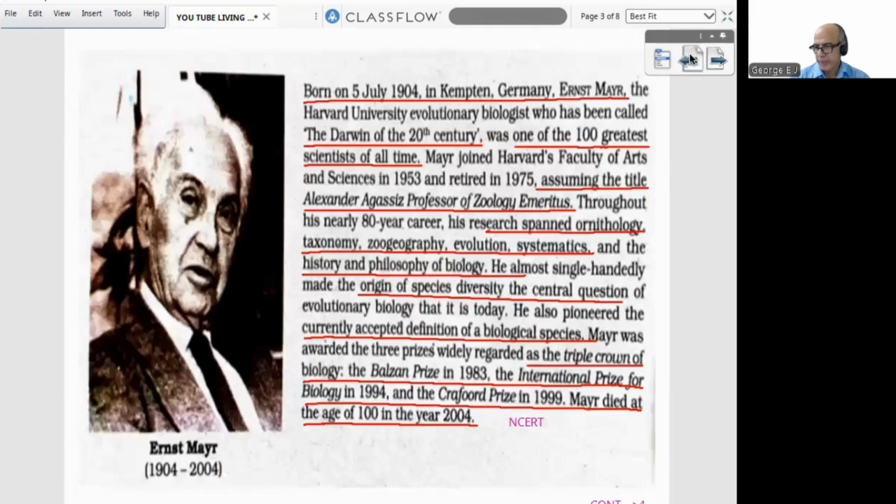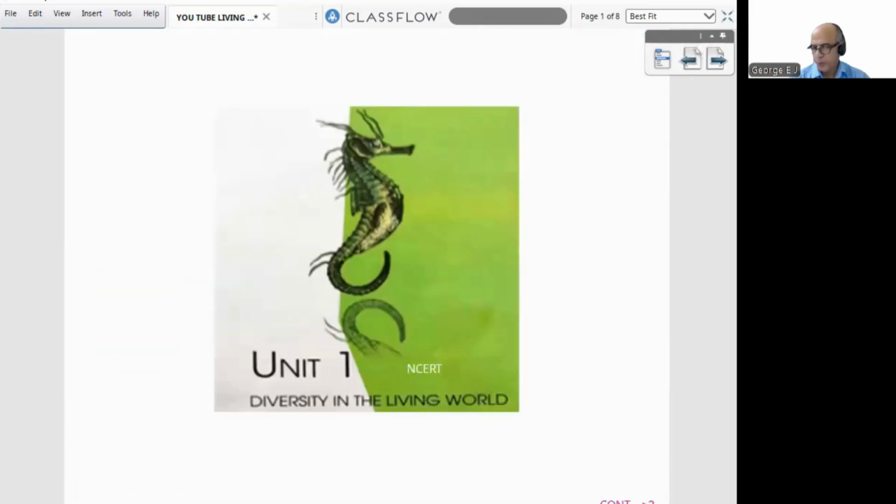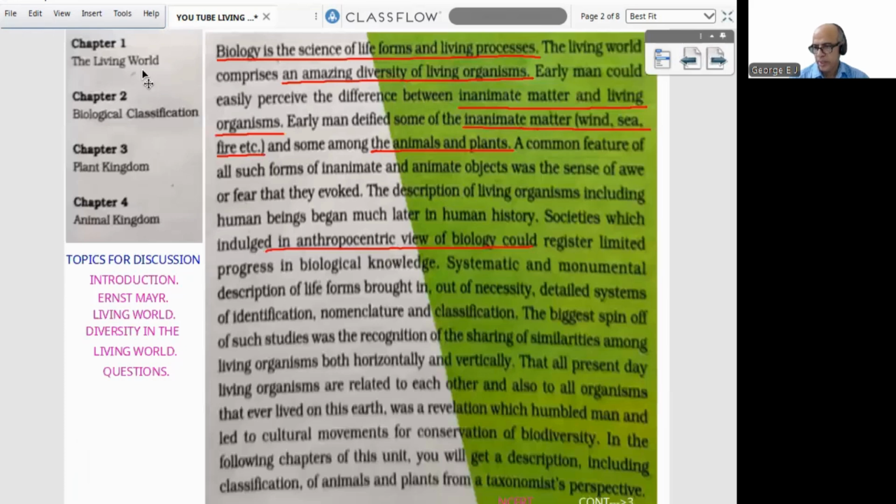So what all things did we learn in the first episode, unit 1? From there we started. That is the first chapter in NCERT, diversity in the living world. Then what all things will we be learning in this unit? 1, 2, 3, 4: 3 will be botany, the other will be zoology. Under which topics for discussion: introduction, Ernst Mayr, living world, then diversity in the living world questions. This is the first page. Some statements I marked with red, important from the exam point of view.